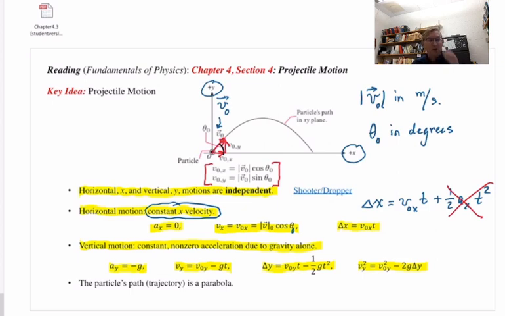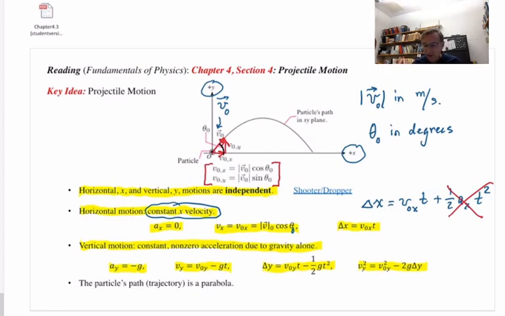That's the physics. Constant velocity motion horizontally and constant acceleration motion vertically, with the acceleration equal to negative g. If you can remember those two pieces of physics, that will go a long way in helping you understand and solve projectile motion problems.